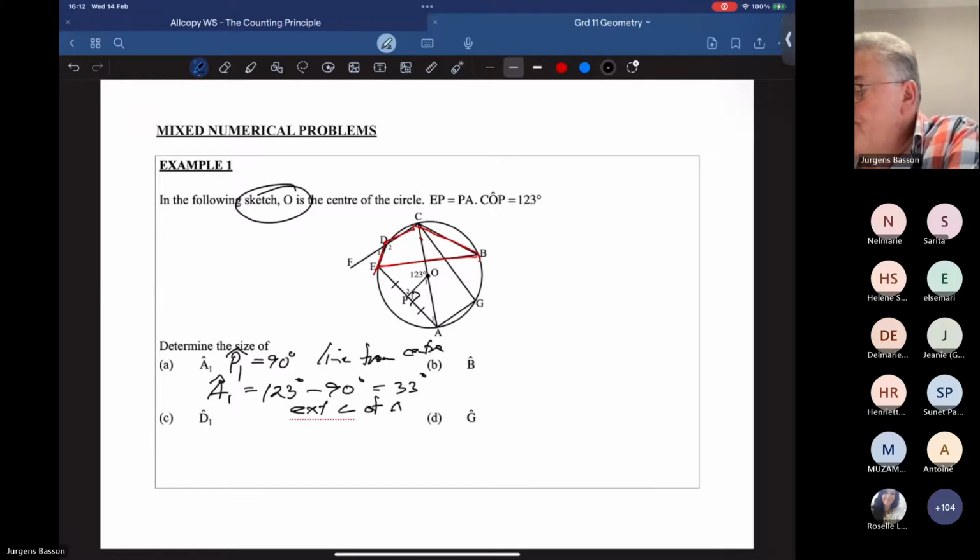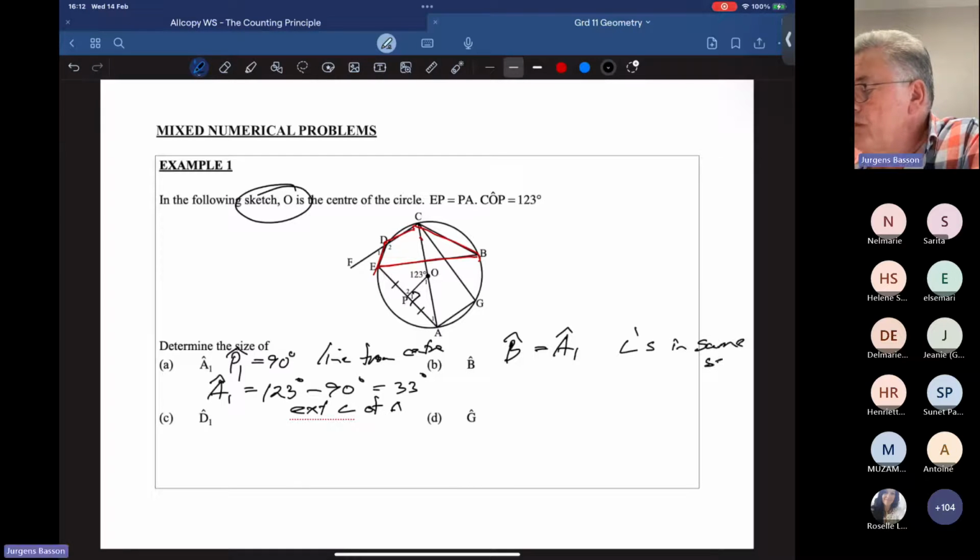Let's look at B. Now, to get to B, I want you to watch closely that angle B and angle A, I claim, will be the same because they are both subtended by EC. You see, EC subtends B and EC subtends A1. So I can start here and say that angle B is equal to A1, and that is angles in the same segment. That is B equal to A1.